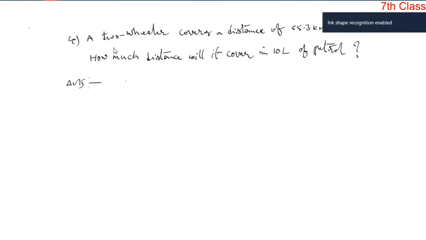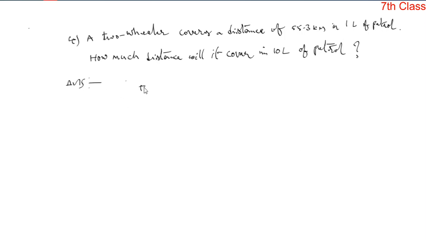Now let us come to the fourth one. A two-wheeler covers a distance of 55.3 kilometers in 1 liter of petrol. How much distance will it cover in 10 liters of petrol? First you write the statement. By using 1 liter of petrol, a vehicle covers a distance of 55.3 kilometers. By using 10 liters of petrol, how many kilometers does it cover? So what is the solution?